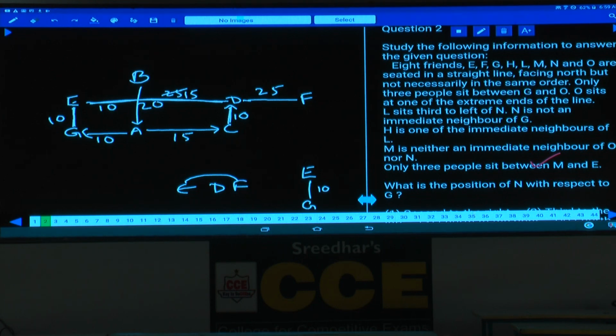Then question numbers 2 to 6. Now in this 2 to 6, what is the information given here? How many persons? 8 persons. 8 friends, E, F, G, H, L, M, N, O are seated in a straight line facing north. Now in total how many persons are there? 8 persons.